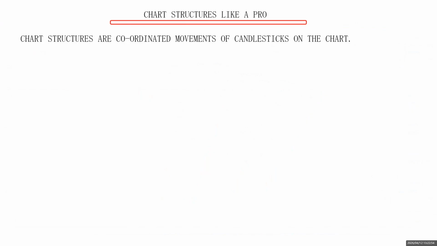And in fact, without the knowledge of chart structures, there's a high probability that you're only gambling in the market. Okay? The percentage of traders that are profitable by the understanding of chart structures are more by far margin than the traders that don't even understand chart structures. Because if you don't understand chart structures, then you don't even understand the market.